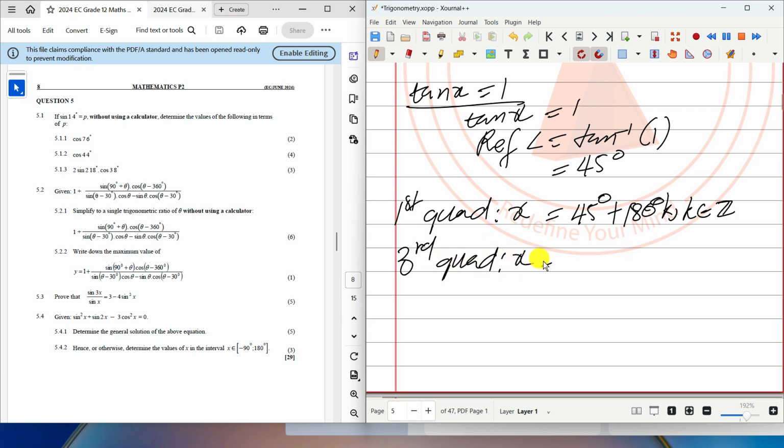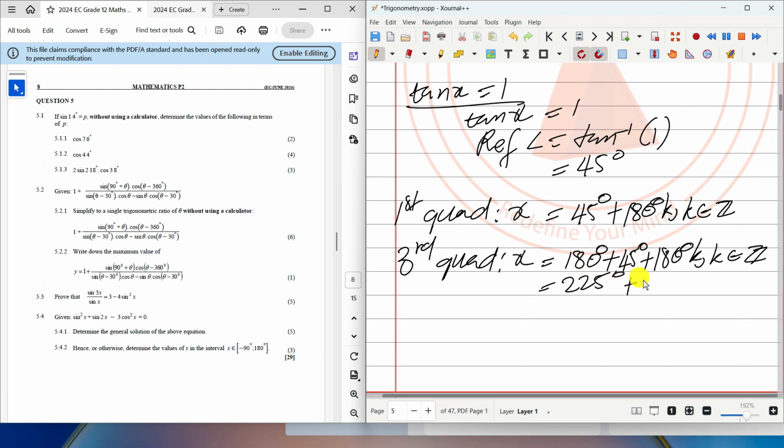Tangent is also positive in the third quadrant. In the third quadrant, we work with 180 plus the reference angle, plus 180 degrees k, where k is an element of the integers. So this becomes 225 plus 180 degrees k, right? 180 plus 45 is 225. And we are done. We have all the answers that we need. 5 marks in the bag.